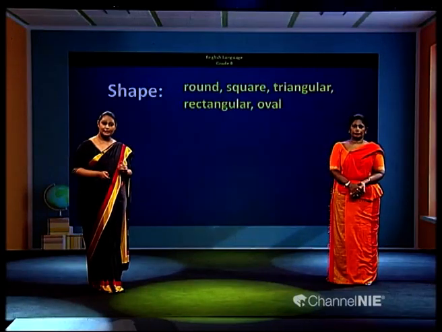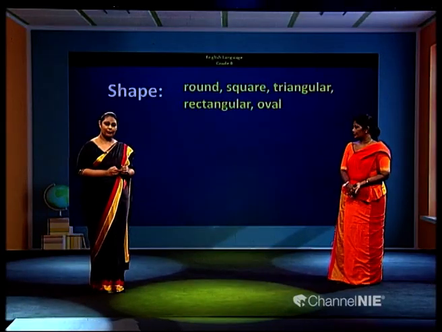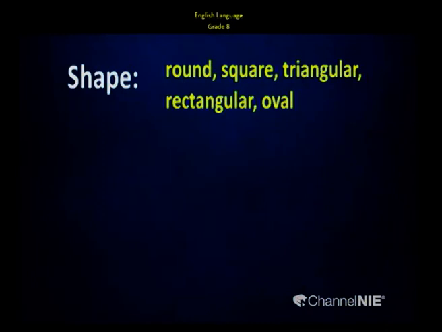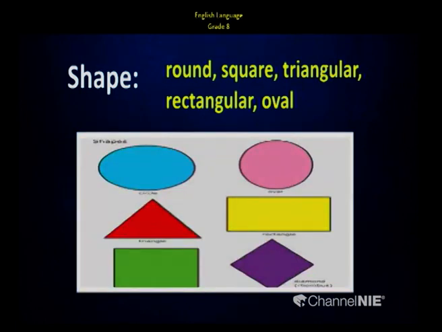Then let's go to the shape. When you talk about the shape, what are the adjectives that you can use? Round, square, triangular, rectangular and oval. So these are the shapes. You have oval, round, rectangular, triangular, square, all these shapes in this picture now.